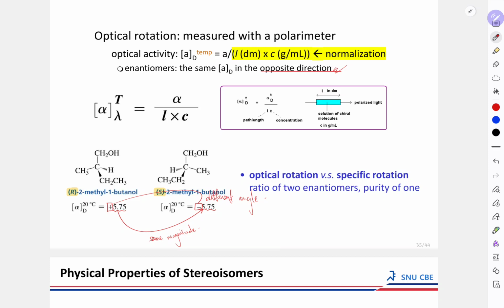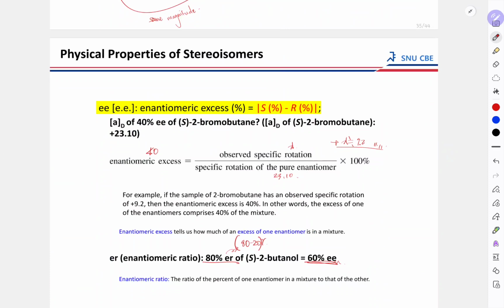So you can compare the measured optical rotation from the sample you have with the specific rotation that a pure R or S form would give you. Then from these two, you can get a ratio of the two enantiomers. In other words, you can get a sense of the purity of one over the other. In this context, you can define the enantiomeric excess.